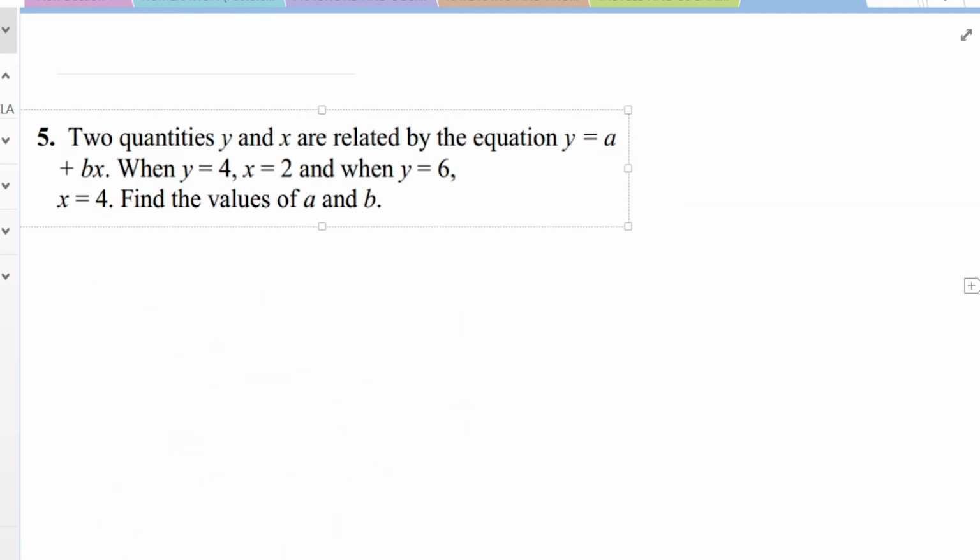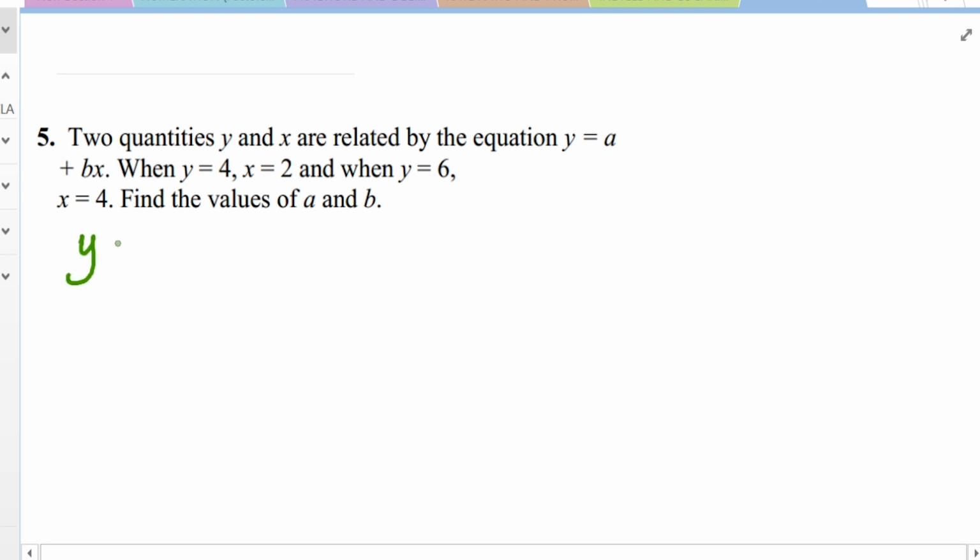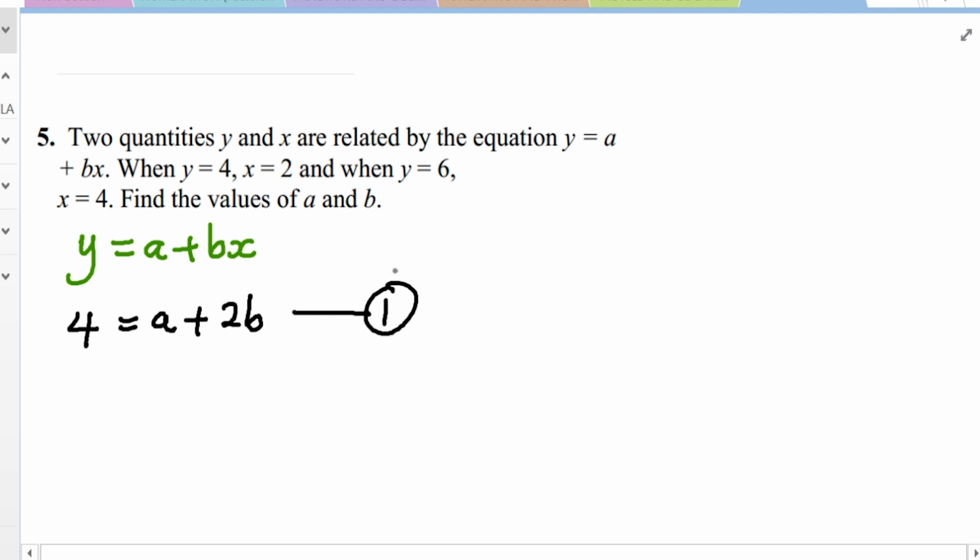Moving on. Two quantities, y and x, are related by the equation y is equal to a plus bx. When y is 4, x is 2. When y is 6, x is 4. Find the values of a and b. Let's rewrite this. They're telling us that when y is 4, x is 2, so 4 is going to be equal to a plus 2b. That is the first equation.